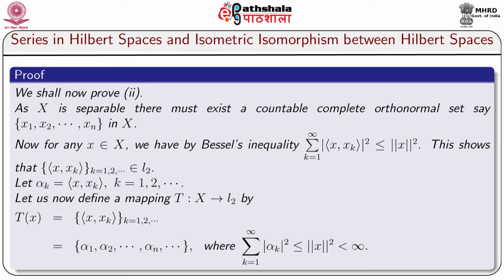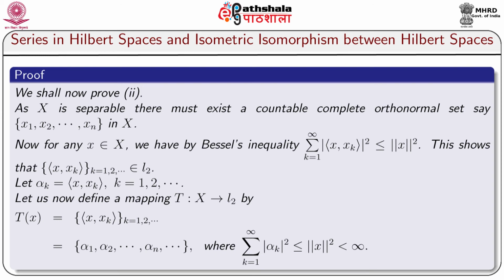Now, for any x belongs to capital X, we have by Bessel's inequality sigma k equal to 1 to infinity modulus of inner product x comma xk squared is less than or equal to norm x squared. This shows that the sequence of inner products x comma xk, where k equal to 1, 2 and so on, belongs to small l2. Let alpha k equal inner product x comma xk, where k equal to 1, 2 and so on.